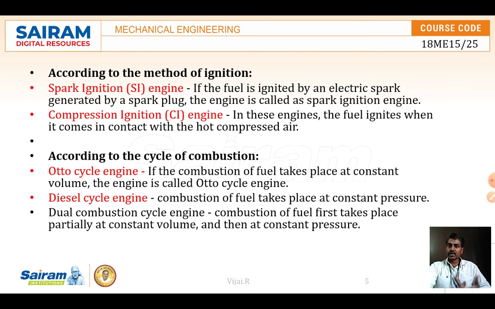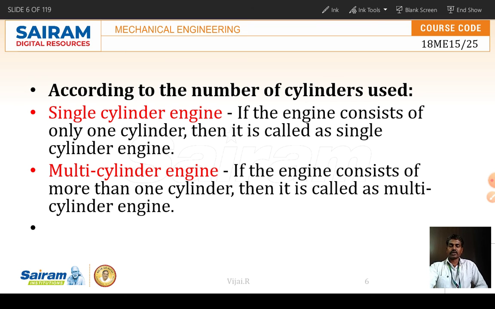And according to the method of ignition, the petrol engine normally uses a spark plug. We call it an SI engine or spark ignition engine. In the diesel engine, it compresses and then burns, so it is a compression ignition engine, where there is no spark plug present. Then according to the cycle of combustion, it may be the Otto cycle or the diesel cycle. We will explain how the Otto cycle and diesel cycle work in further videos.